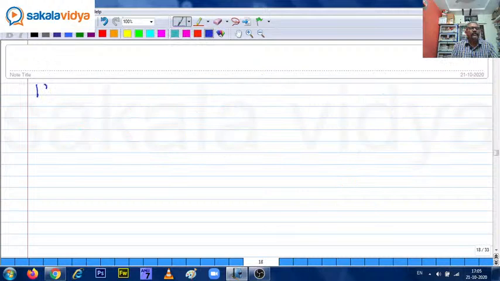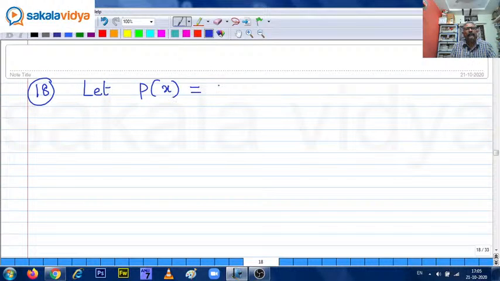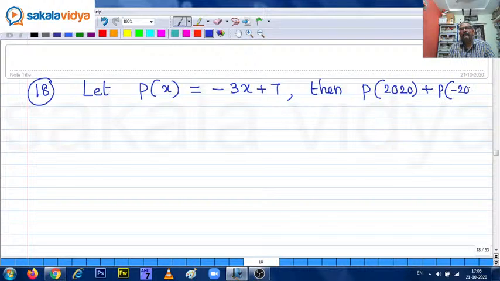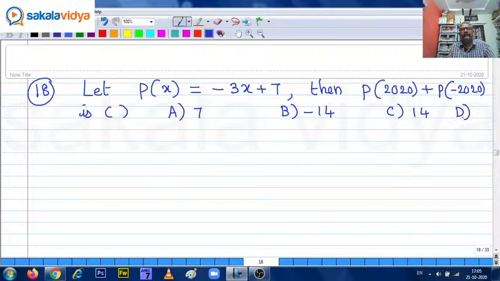Okay, now I give one more question to you. Don't worry. Let P of x equals to minus 3x plus 7. Then P of 2020 plus P of minus 2020 is: A 7, B minus 14, C 14, D minus 7. Which is the right option?